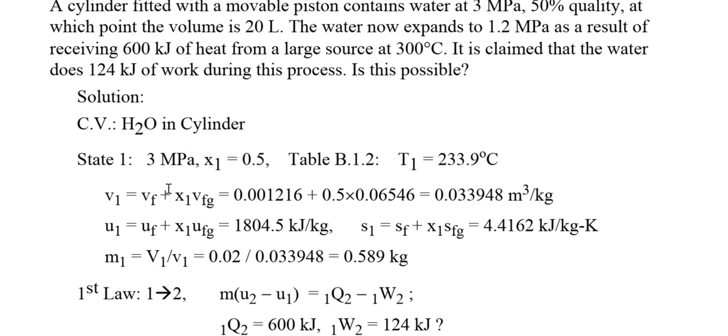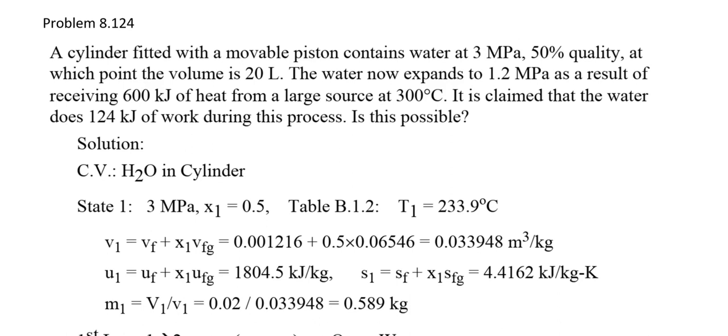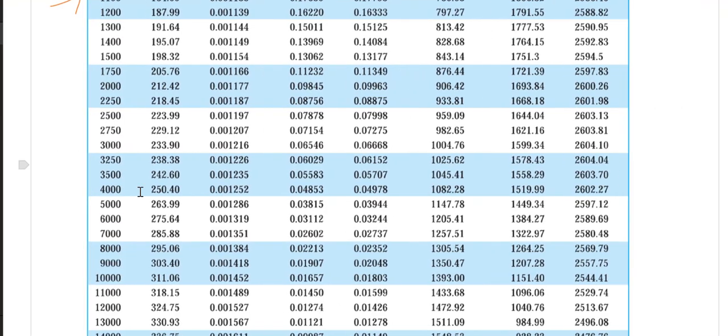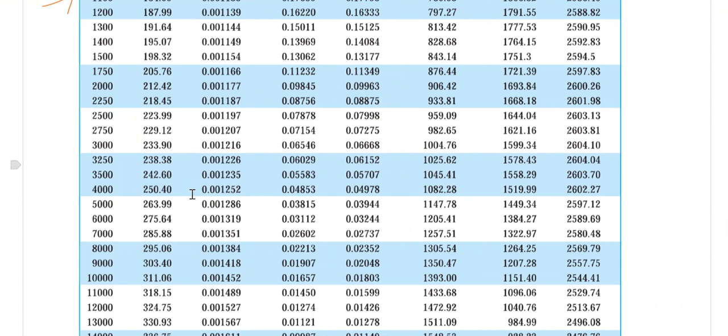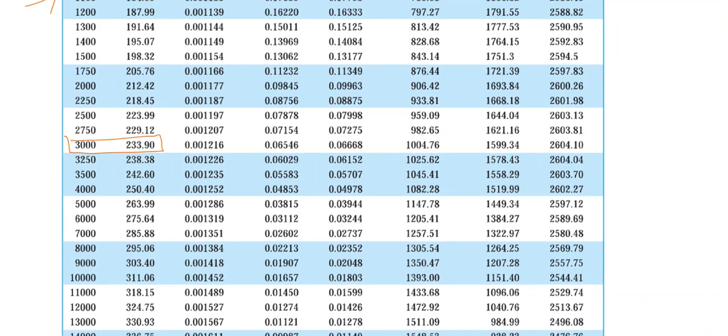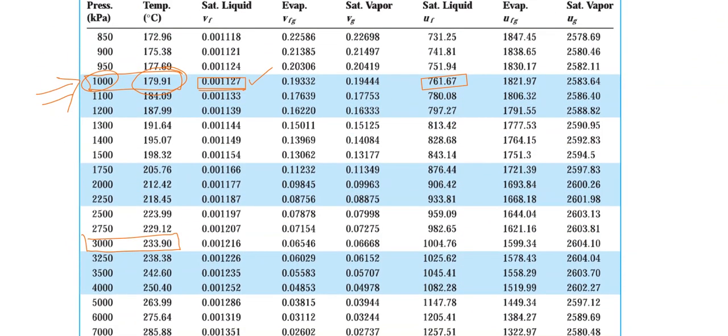So using the table B1.2, at 3 megapascal, which is 3000 kilopascal, the saturation temperature is 233.90. The volume vf is 0.001216. Volume vfg is 0.06546. Internal energy of the liquid is 1004.76, and the internal energy of evaporation is 1599.34.